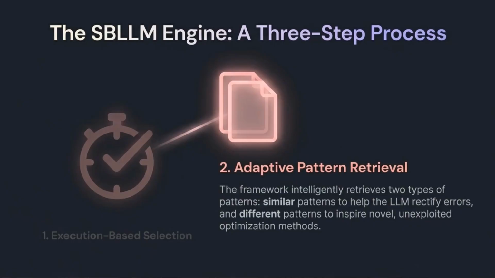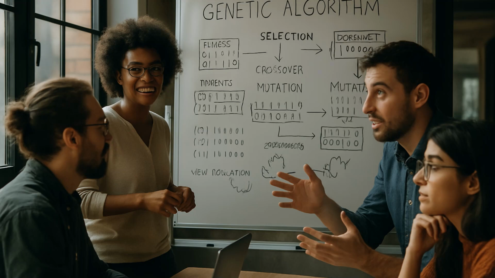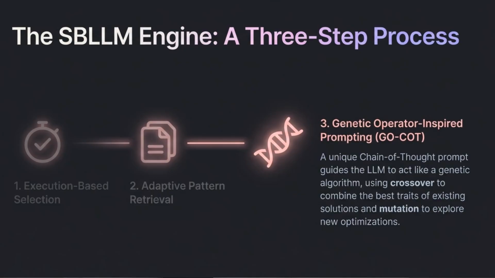Second, pattern retrieval. Instead of dumping generic optimization tips into the prompt, SBLLM retrieves targeted optimization patterns from a pattern base using both the original slow code and the selected representative candidates. In plain terms, it tries to feed the model the right kind of optimization hints for this code at this moment in the search. The third component is the genetic operator chain of thought.